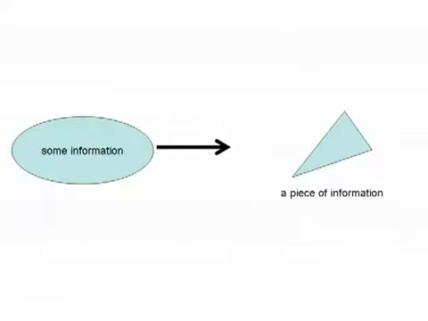There are also some abstract nouns that cannot be counted. For example, some information, or a piece of information, 2 pieces of information. Some advice, a piece of advice, 2 pieces of advice. Some knowledge, a piece of knowledge.